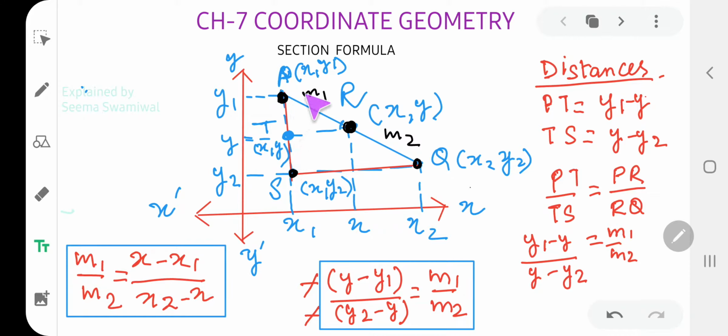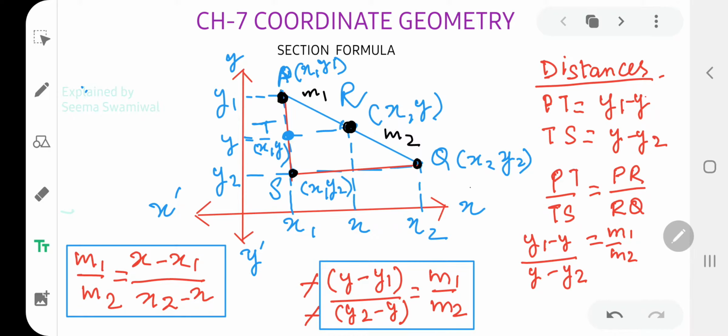So with the help of x1, y1, x2, y2, the end points P and Q, we have to find the ratio if the third point is given to you. All the 3 points will be given and you have to find the ratio. Or sometimes the point R is not given, but the ratio is given to you. Then you have to find the coordinates of this point R.